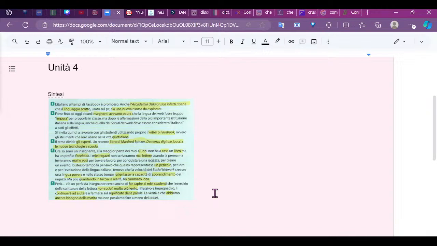Forse fino ad oggi alcuni insegnanti. Okay, how do you say in the past? Nel passato. Okay, well, I can use nel passato. Thought, so thinking is, so this is pensa imperfetto. Well, you already have pensavo, so you don't really need nel passato. No, it's obvious. Pensavo.